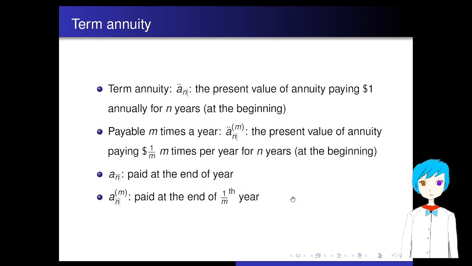Also, if the annuity is to pay m times a year, and each payment is $1/m, then we'll have the bracket of m in the superscript. Also, we have two different versions: paid at the end of the year, and if it's paying $1/m for m times per year, then we have a bracket of m in the superscript.